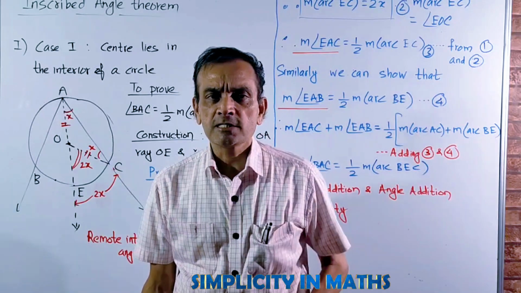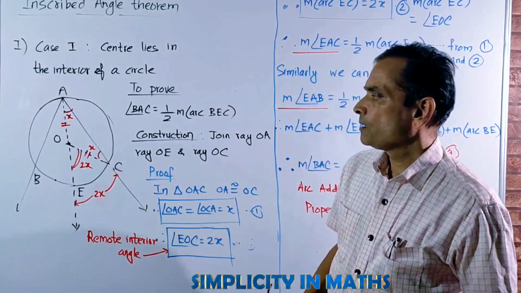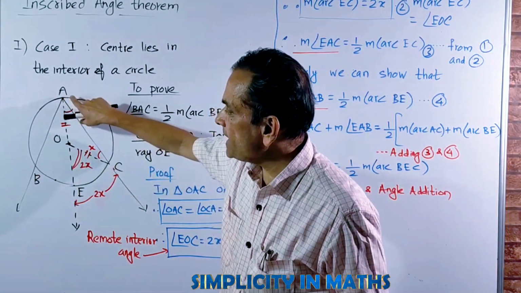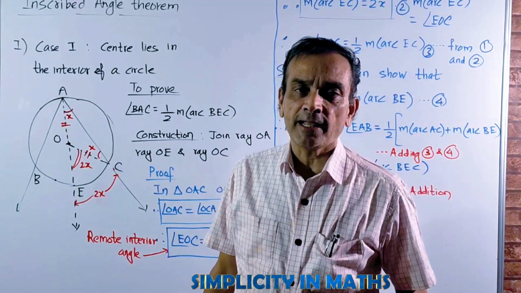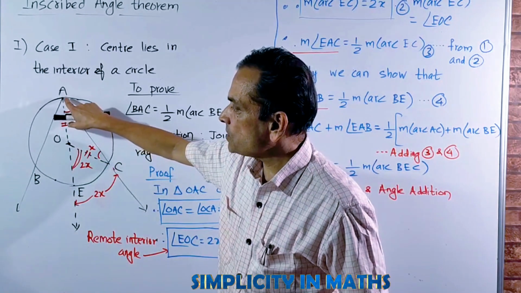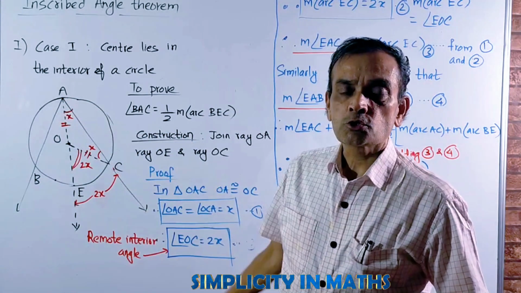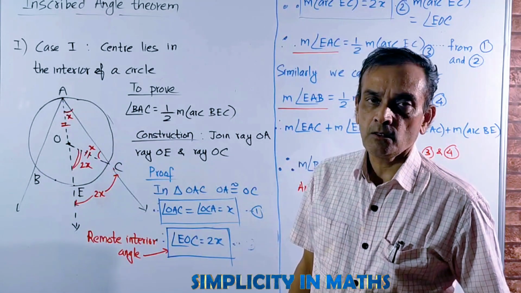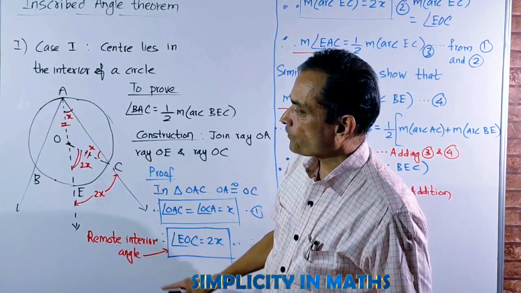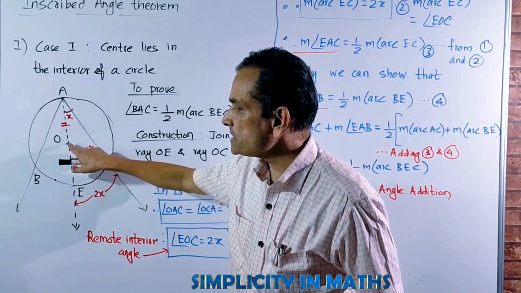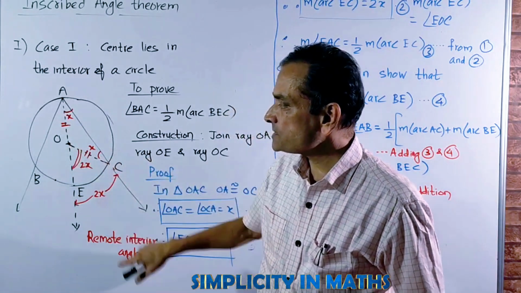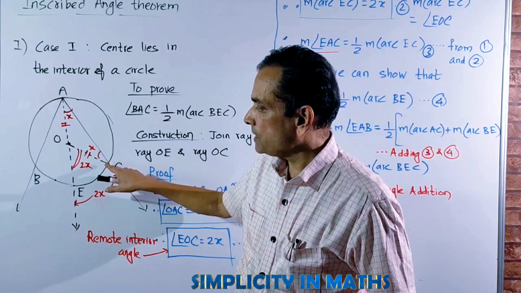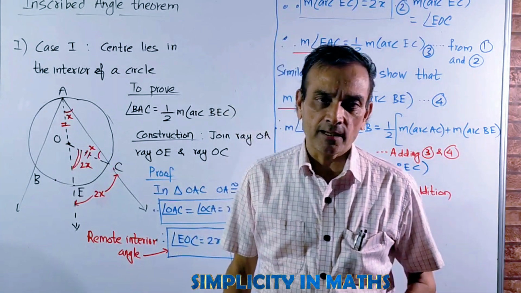So first let's see what the inscribed angle theorem is. In the circle with center O, angle BAC is called the inscribed angle. When the vertex of the angle is on the circle, it is called an inscribed angle. So angle BAC is the inscribed angle. And if you observe angle EOC, it is called the central angle. When the vertex of the angle is at the center, it is called a central angle.